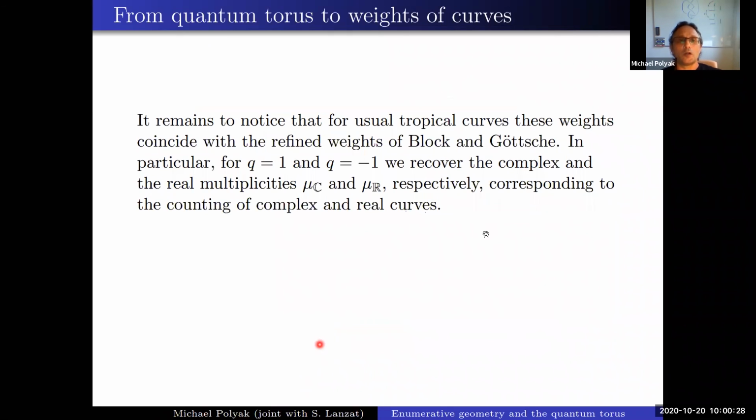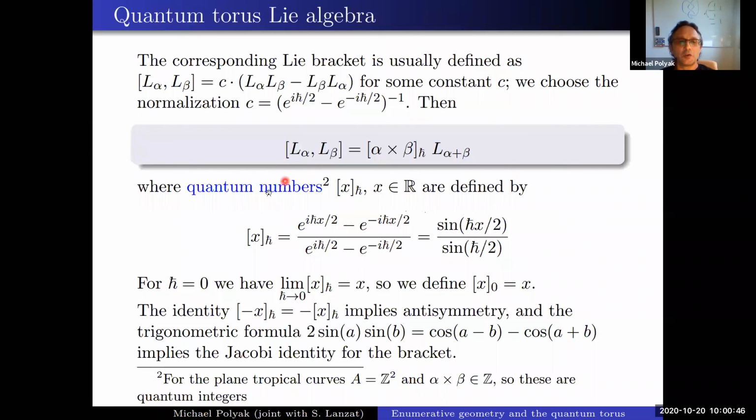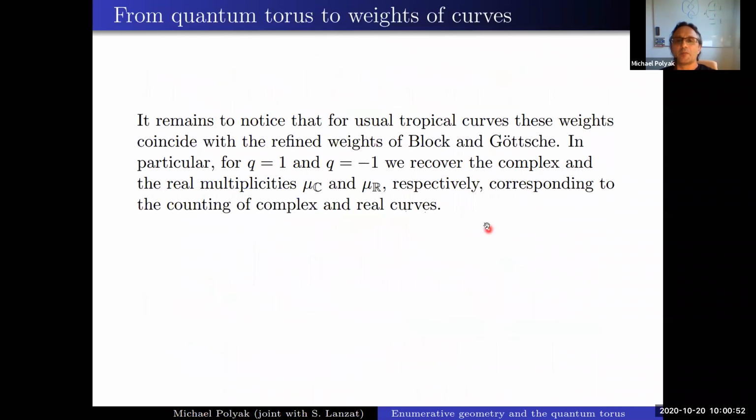So here I more or less stop. I just say that for usual tropical curves, these weights are exactly the refined weights of Block and Göttsche. So these refined weights of Block and Göttsche correspond by this simple procedure to exactly this Lie algebra of the quantum torus. Somehow the fundamental reason for that escapes me. I can say some guesses, but it's problematic. However, at least it's true. So here I stop.